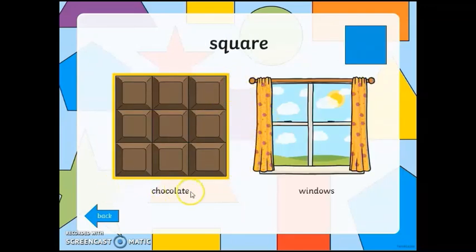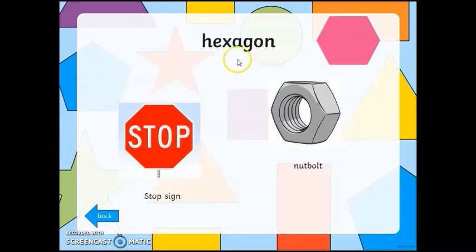Further moving on, we have square. As you can see, both chocolate and window, they are square in shape because all the sides, they are same in length. Our next shape, we have hexagon.